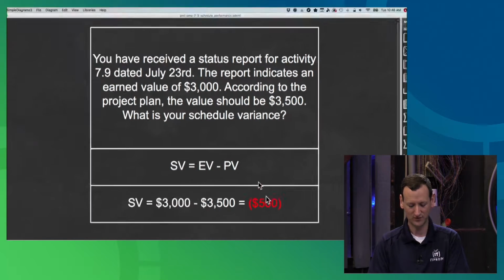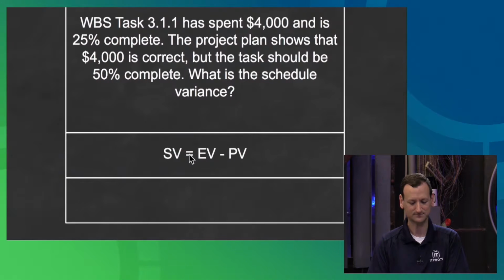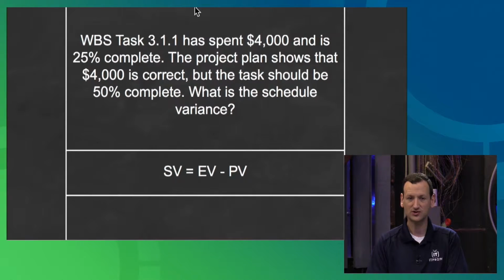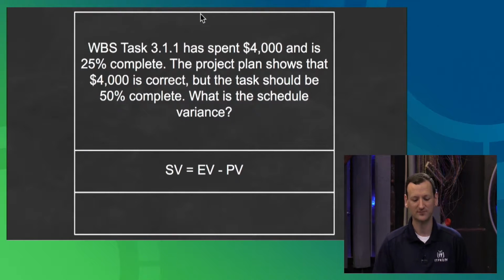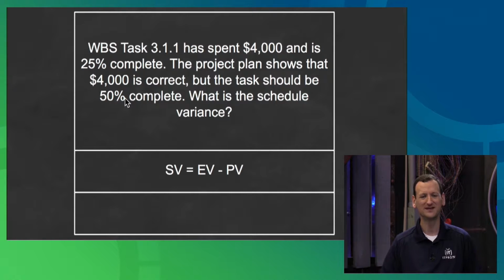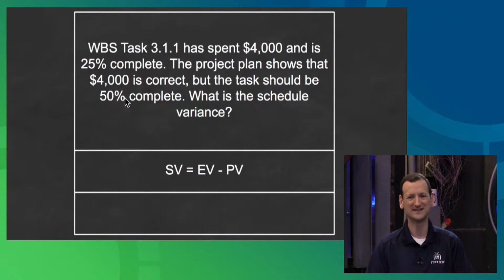But what if they had put the question like this? Work breakdown structure task 3.1.1 has spent $4,000 and is 25% complete. The project plan shows that $4,000 is correct, but the task should be 50% complete. What is the schedule variance? Okay, well, what is my earned value and what is my planned value? We actually don't know. They give us how much has been spent and how much is complete. They haven't actually factored those together yet.